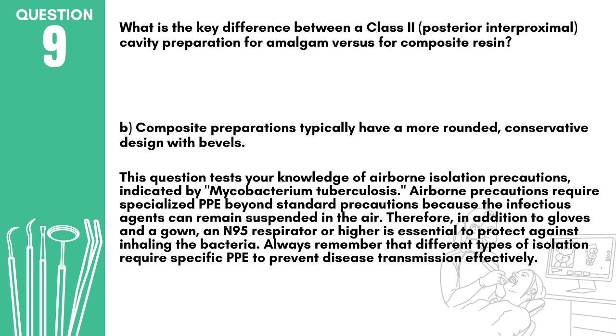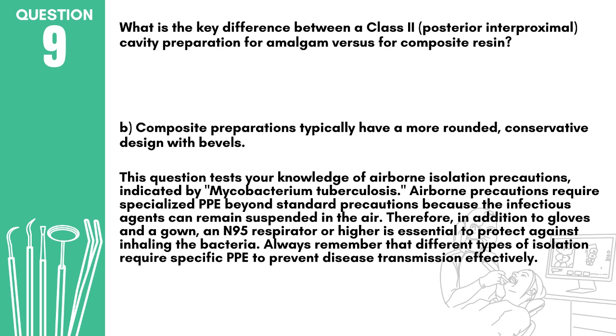They often feature rounded internal line angles and external bevels on enamel margins to increase surface area for bonding and improve aesthetics. Amalgam, being mechanically retained, requires specific retentive features like undercuts and typically has sharp internal line angles with no bevels. Amalgam uses bonding agents, but primarily for sealing, not mechanical retention like composite.